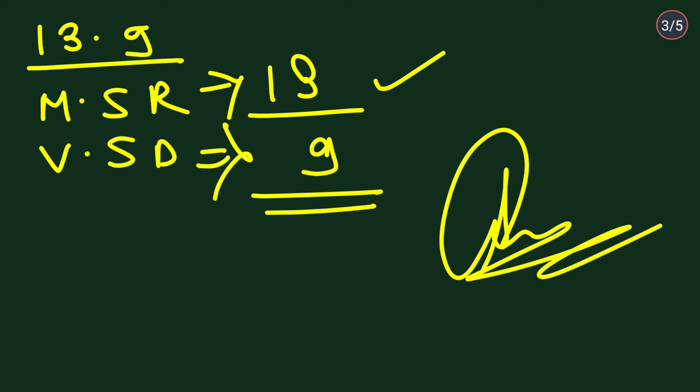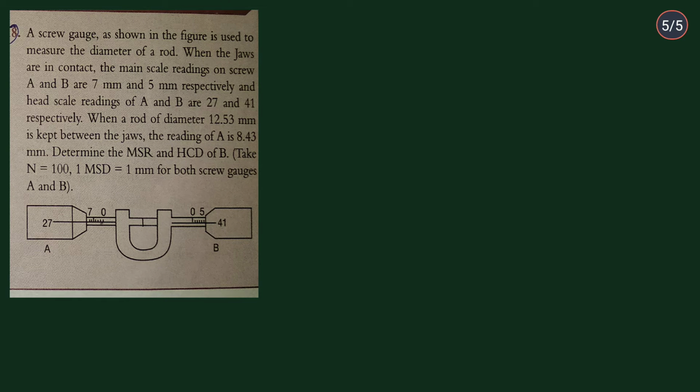The next question says: a screw gauge, as shown in the figure, two screw gauges are attached together to measure the diameter of a rod. When the jaws are in contact, the main scale readings of screw gauges A and B are 7 mm and 5 mm respectively. The head scale readings of A and B are 27 and 41 respectively.